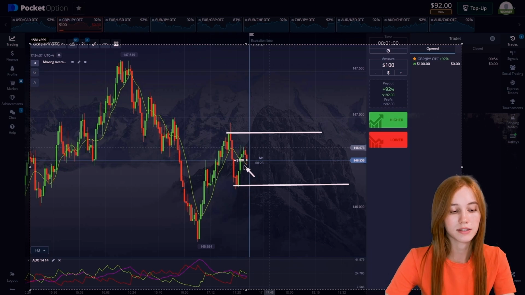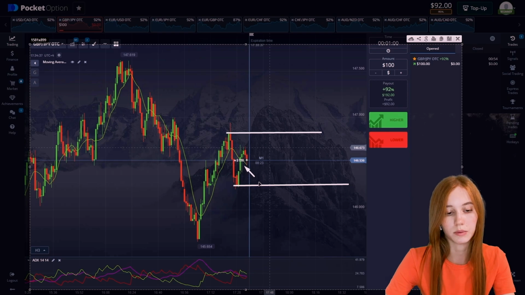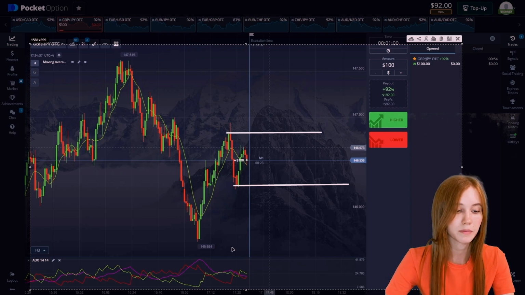This is the second sign. Next, we see from the moving average that the trend is going down, but there is an intersection with the moving average, and most likely there will be a push in the opposite direction.